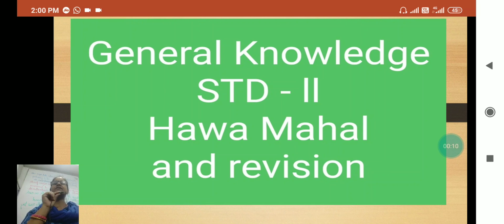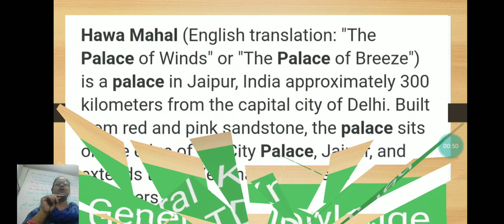This is your GK class and I am going to teach you about a new building, and that is Hawa Mahal. Before this, you all have read about Taj Mahal, Gateway of India, India Gate, and now we are going to study about the Hawa Mahal. These are the famous monuments of our country, which we should know about, where it is located, what it is made up of, and now I will explain these things. First I will tell you about the Hawa Mahal and then show you the picture of Hawa Mahal.